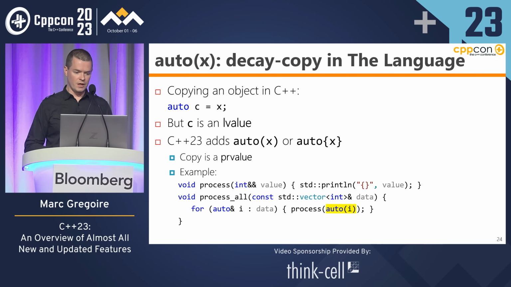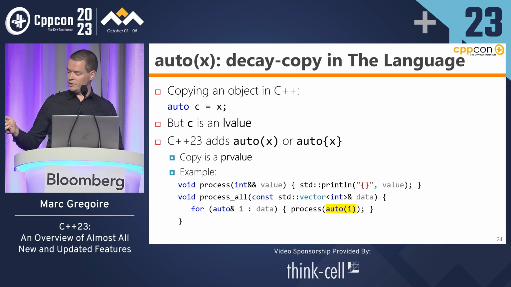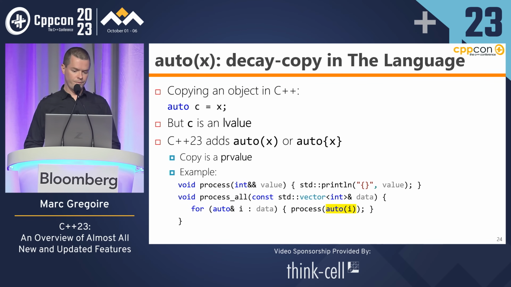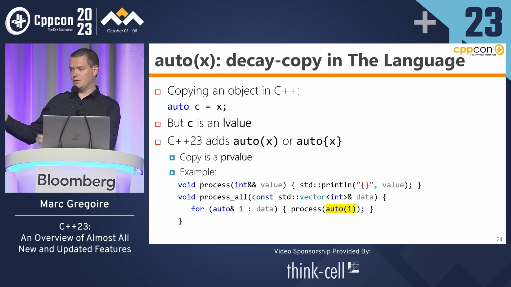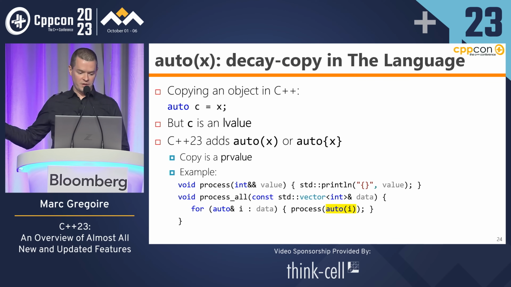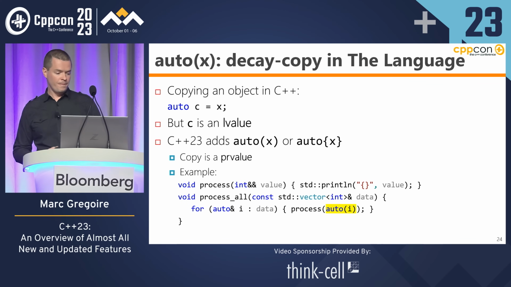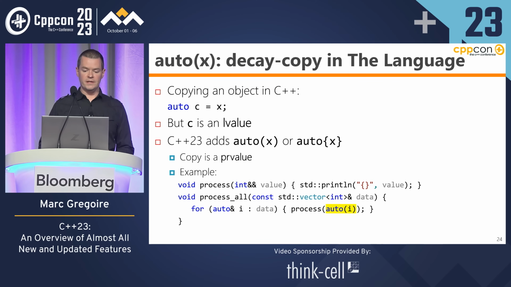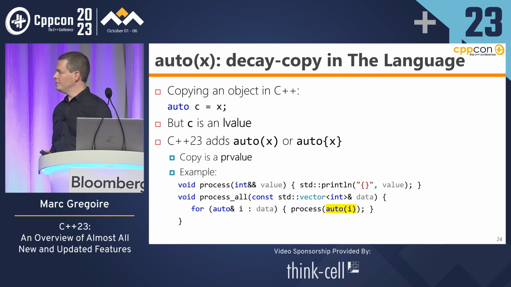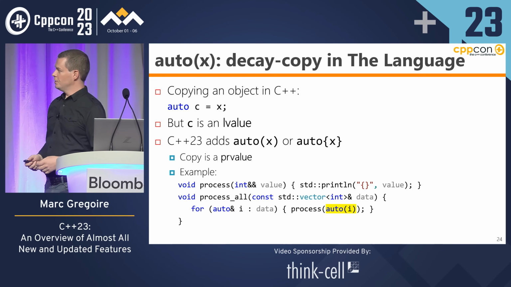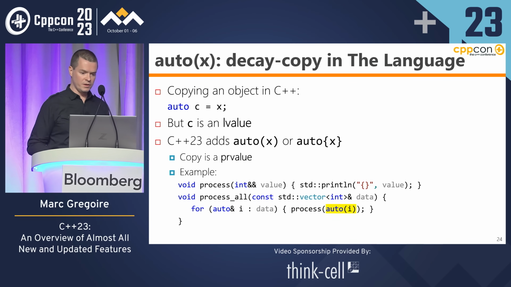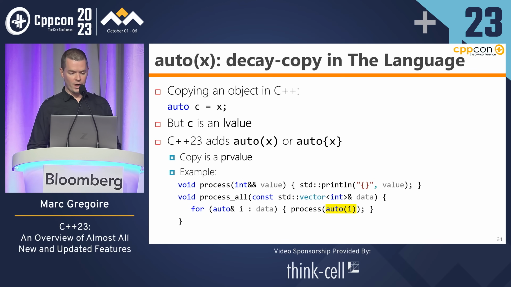So let's have a look at an example. I have a function here, process, which accepts an int rvalue, and then just prints it out. It's a contrived slide-based example, obviously. And then I have a function, process_all, that accepts a vector of data. It loops over all the elements in my data, makes a copy of each element as a prvalue, and passes that to process. So if I would remove this auto parenthesis and just pass i, it won't work, because process requires an rvalue.